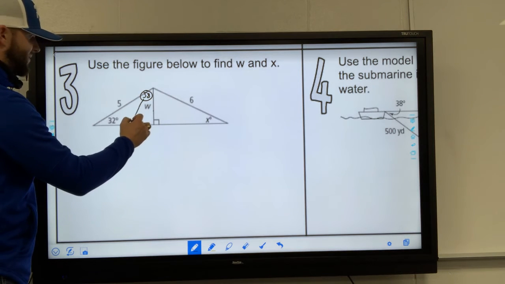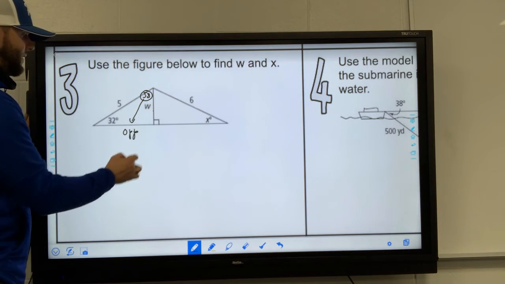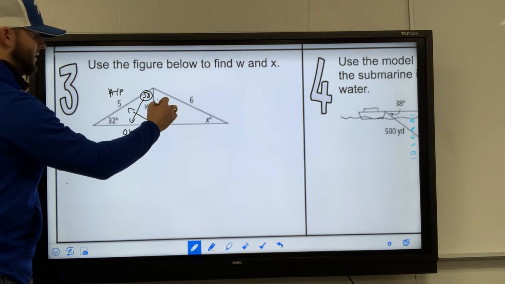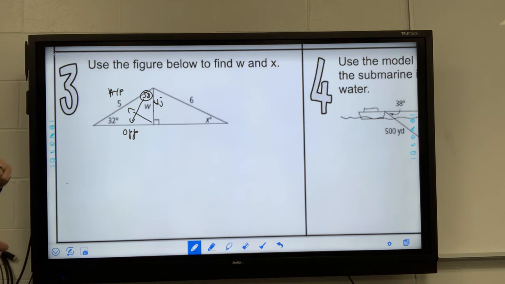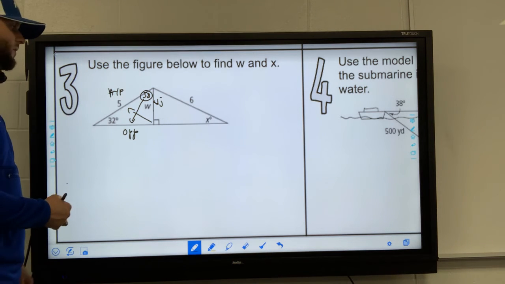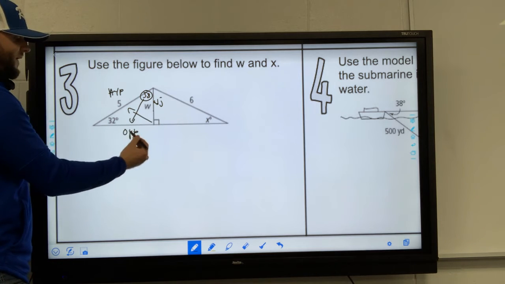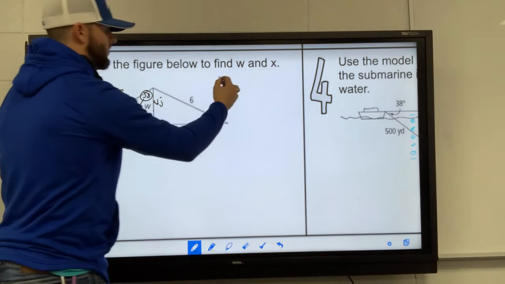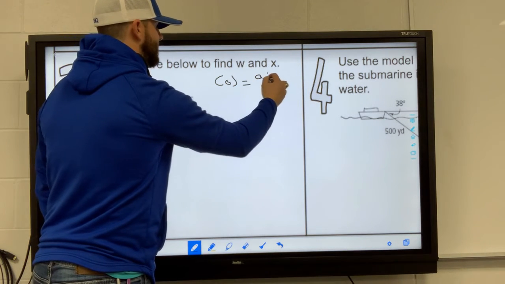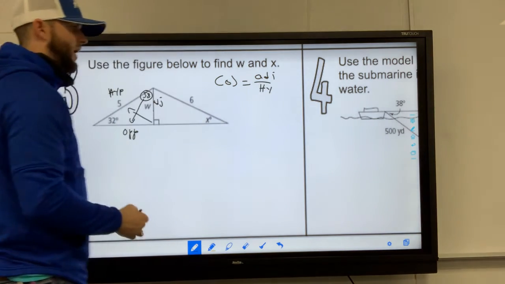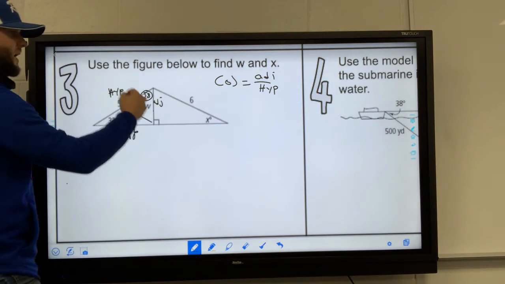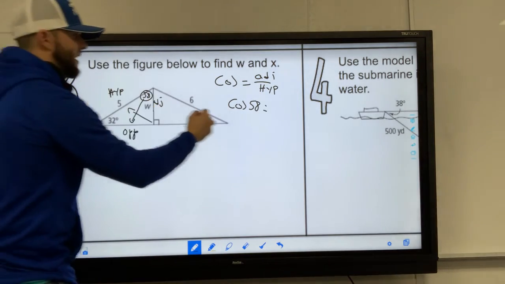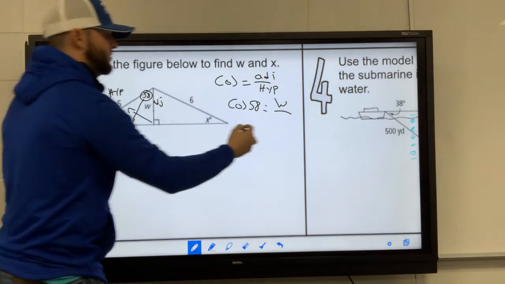So right now, opposite of that 58 is going to be my opposite side. Opposite the 90 is always going to be your hypotenuse. And then this third side down here is going to be my adjacent side, which is going to be W, okay? So now I'm going to end up finding what W is. I need my adjacent side, and I have my hypotenuse. So I'm going to use the cosine, which is adjacent over hypotenuse, okay? So right now I'm doing the cosine of 58 is going to be equal to the adjacent side, which is W, over the hypotenuse, which is 5.